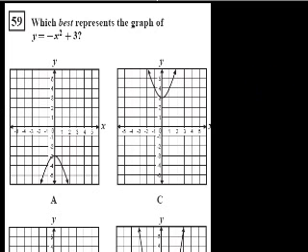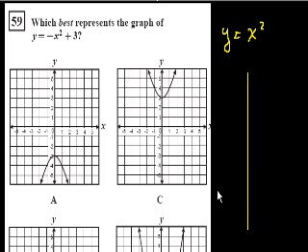Okay, they are asking which best represents the graph of y is equal to minus x squared plus 3. To get an intuition of what parabolas look like, because these are all parabolas, the graphs of quadratic equations, let's start with the graph of y is equal to x squared. Let me draw a quick and dirty x and y axis. I think you're familiar with what that looks like. The graph of y equals x squared looks something like this.